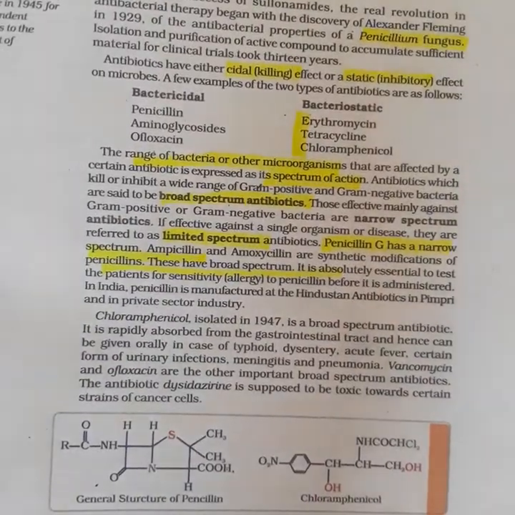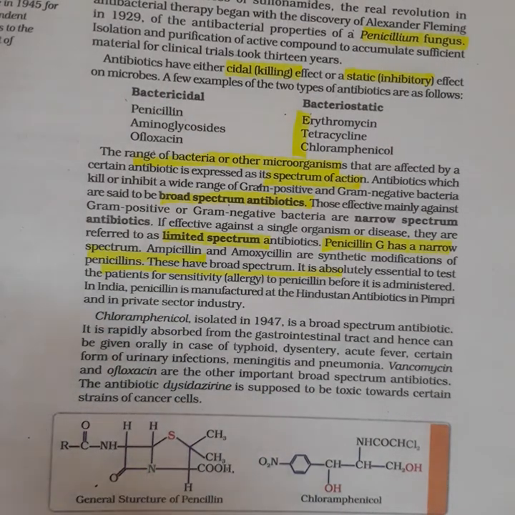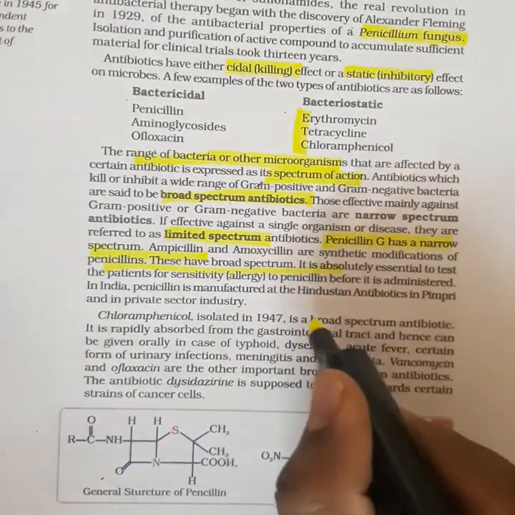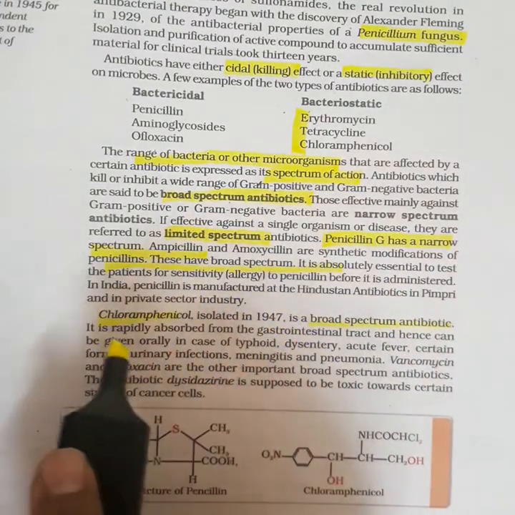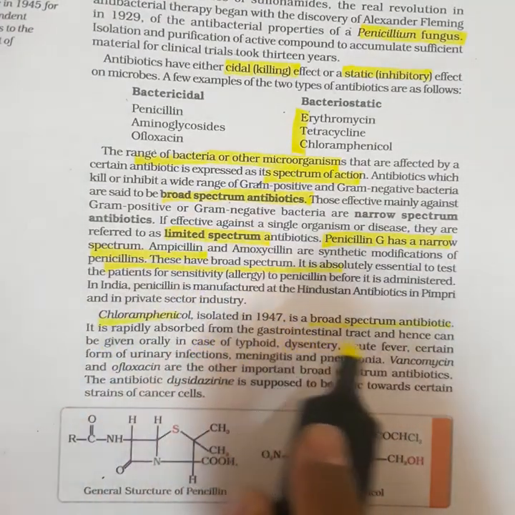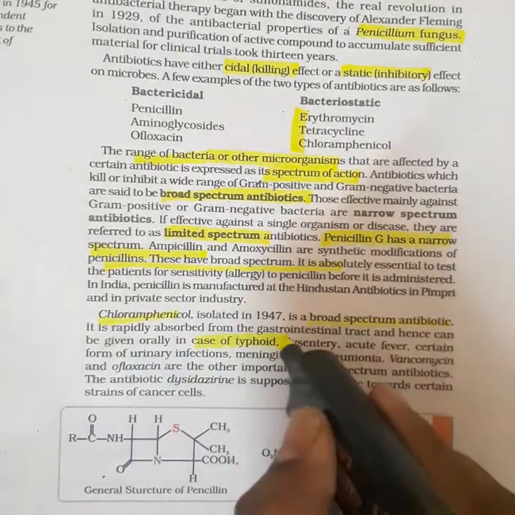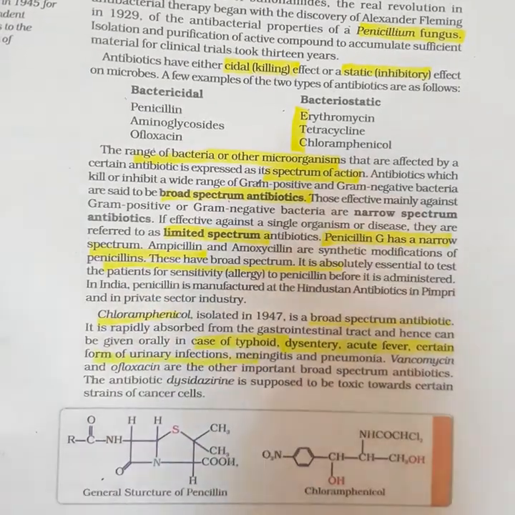Chloramphenicol was isolated in 1947 and acts as a broad spectrum antibiotic. It is used in the treatment of typhoid. It is rapidly absorbed from the GIT and hence can be used in the treatment of typhoid, dysentery, acute fever and certain forms of urinary infections.